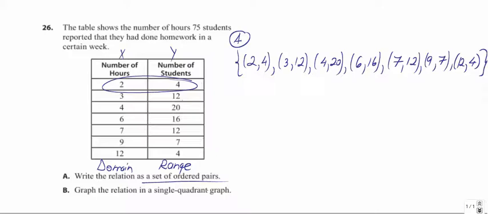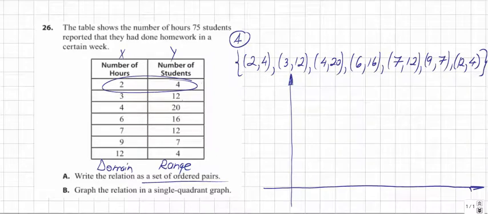Graph the relation in a single quadrant graph. Okay, now for this one we will definitely need a graph, right? We need the two axes, x and y will work. So you need the y-axis, you need the x-axis, the origin right here, and obviously for B, because this is part B. Looking at your x and y, your input, domain and range, all of them are positive, so obviously we're going to deal with the first quadrant no matter what.